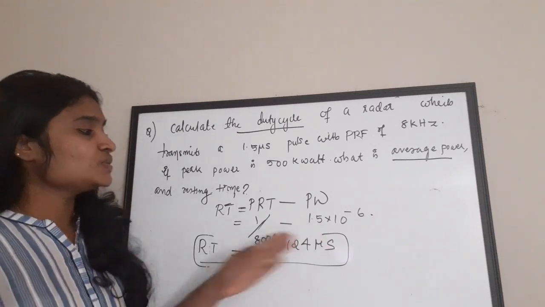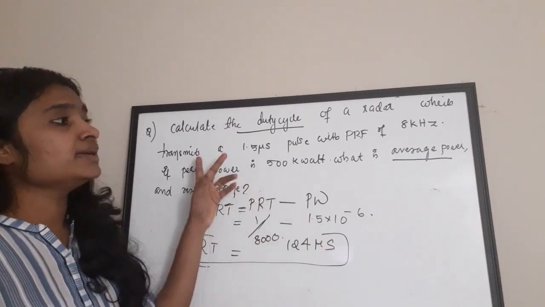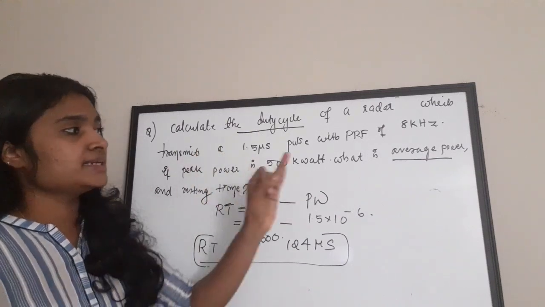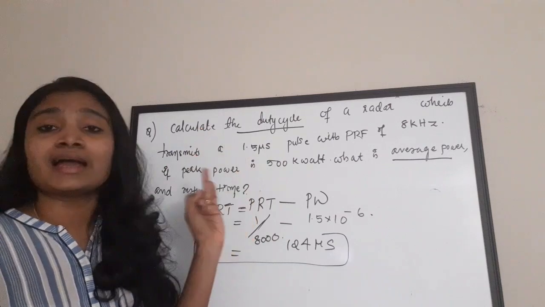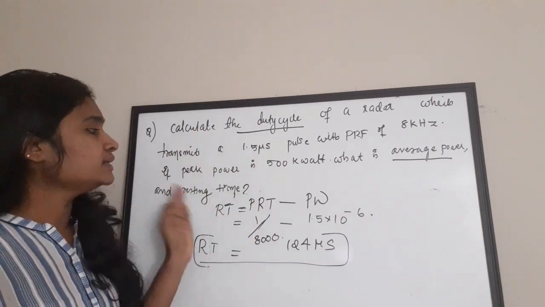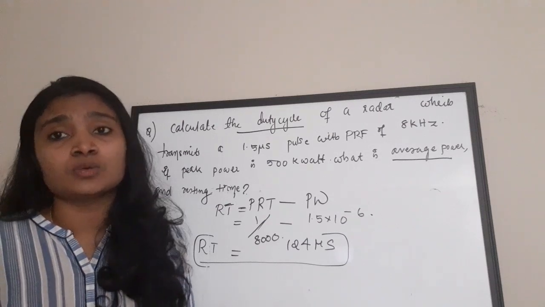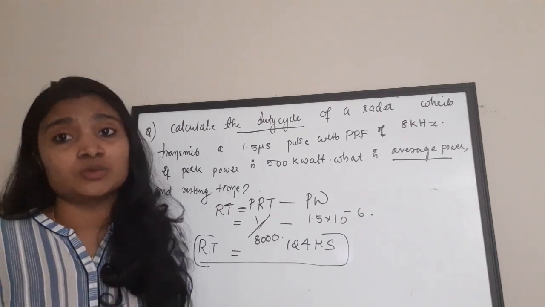Okay, so we have actually discussed three concepts here. First one is the duty cycle. Second one is the relation of duty cycle and the average power. Then third one we have discussed is the resting time. I hope these concepts are now clear. So let us see another question.